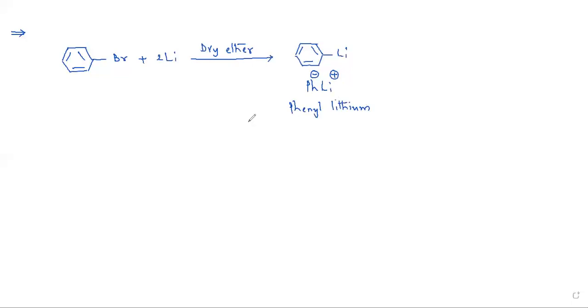See, when bromobenzene is treated with lithium metal, in the presence of dry ether, we get phenyl lithium. Okay. Along with this, lithium bromide. Next.